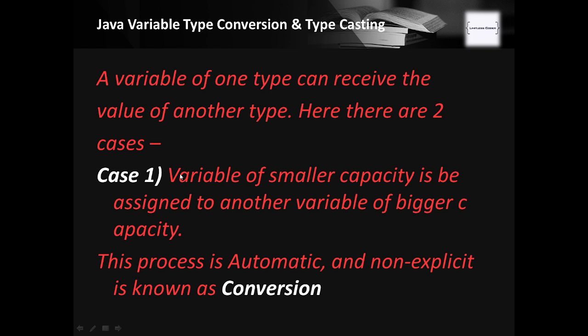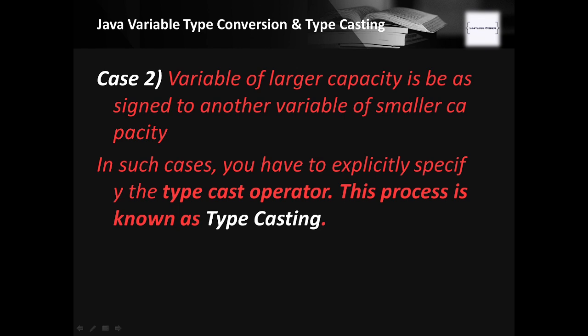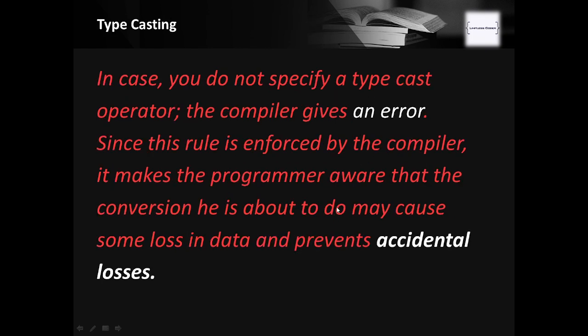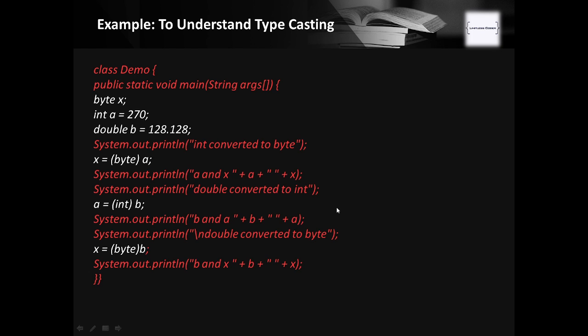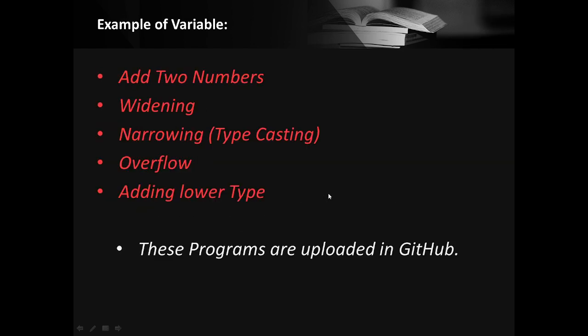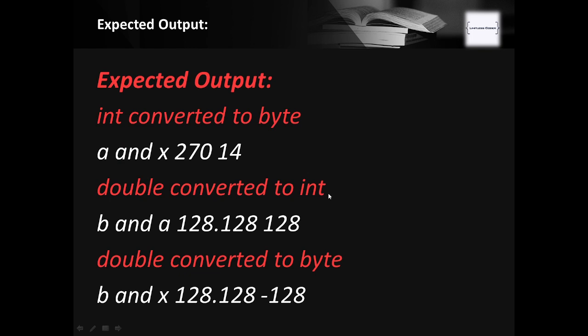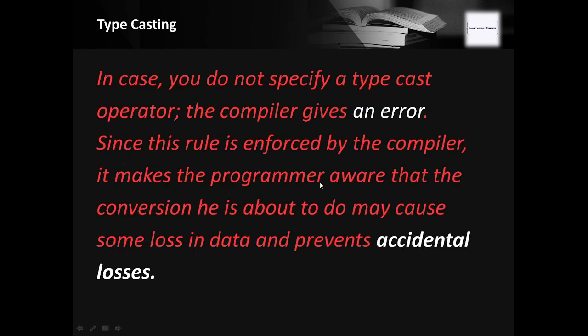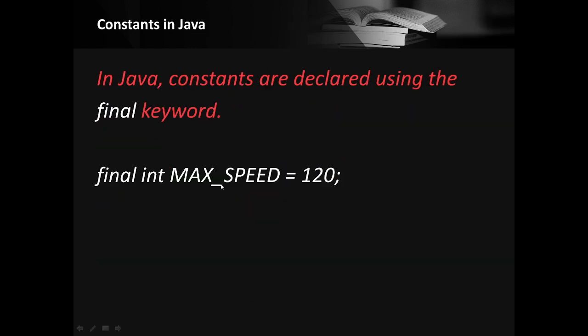Implicit casting, also known as widening conversion, happens automatically when you assign a smaller type to a larger type. For example, I will show all those typecasting and type conversion in a row. This is an example of typecasting, and these are the outputs of typecasting. I will show one by one.